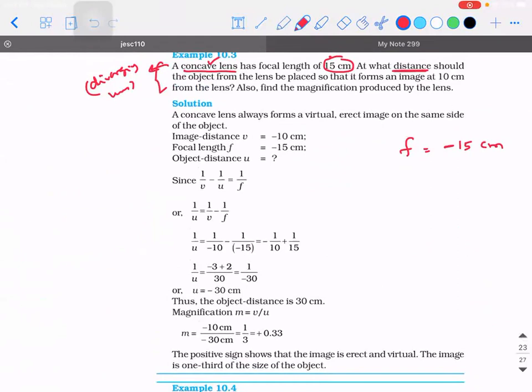Okay. At what distance should the object from the lens be placed? Object from the lens be placed means what are they asking? You should not read the question completely. At what distance should the object from the lens be placed? Means what distance is that? u is equal to what? So that it forms an image at 10 centimeter from the lens. So v is equal to minus 10. If you don't know the fact that it forms a virtual and direct image, you'll miss that minus sign. Your answer will be wrong. If you want, you can try it out and see. You will get the u value as positive. You try and see later. Don't do it now. You take v as plus 10 and see. You will get a wrong answer.